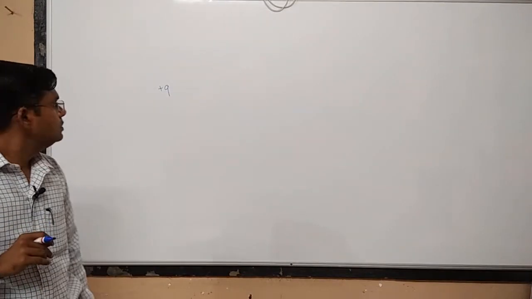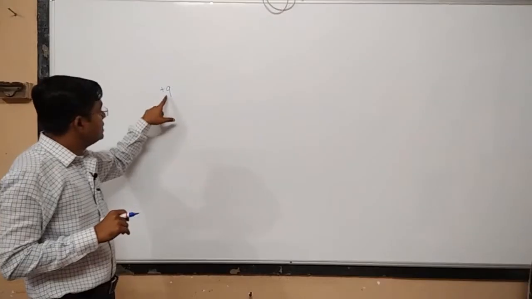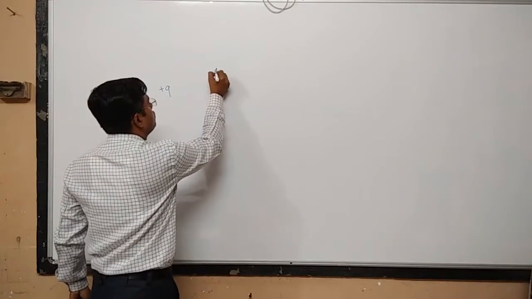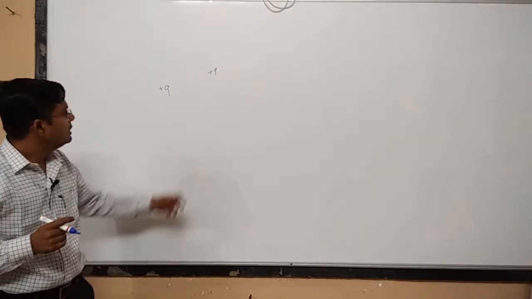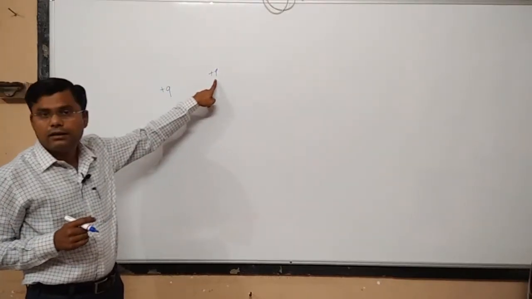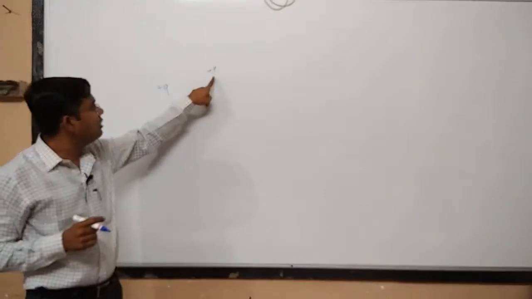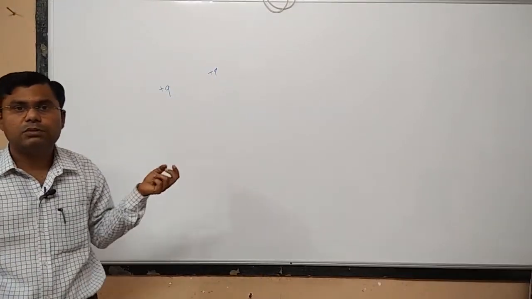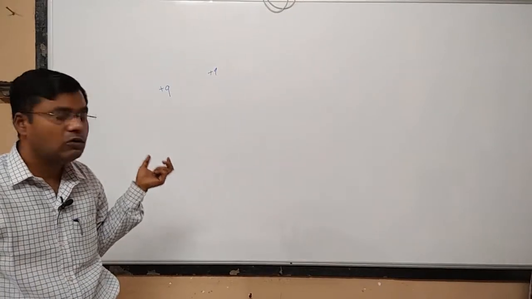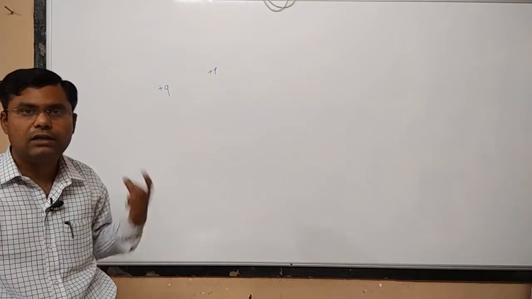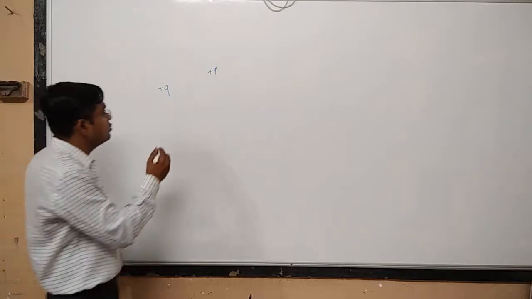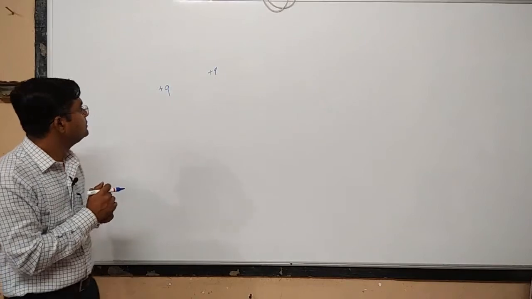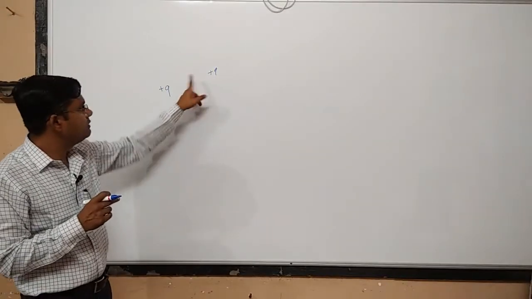Now we know that if there is a charge plus q in the space, and if we bring another charge plus q nearby, then what will happen? There will be an electric force exerted by this charge on this charge. This particular electric force is called a coulombic electrostatic force, because both the charges are at rest, if we assume. So there exists an electric force between these two charges.